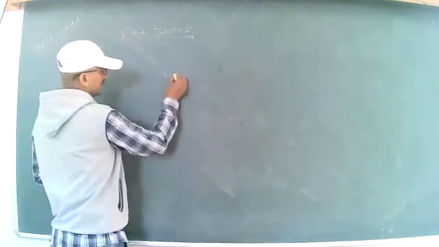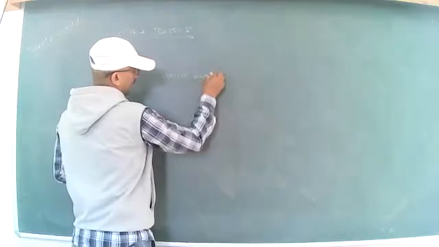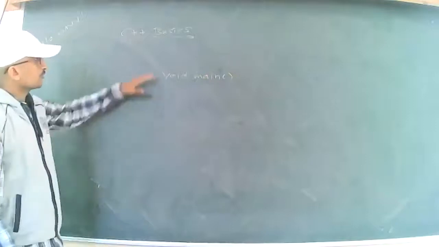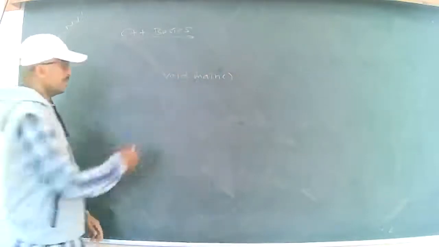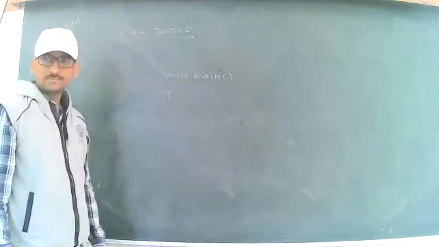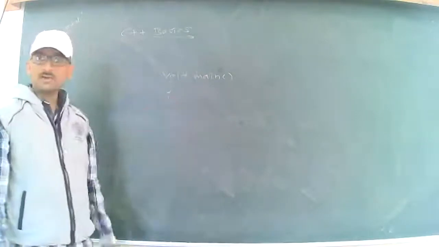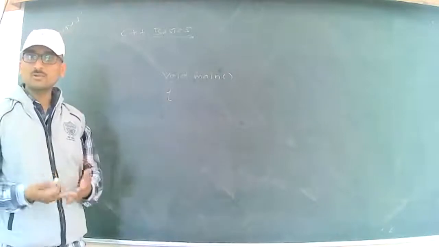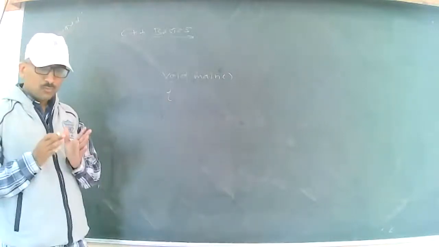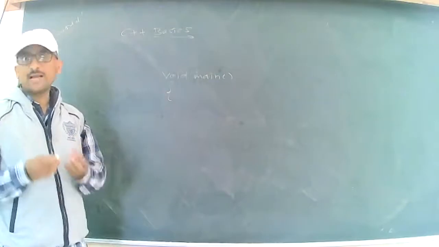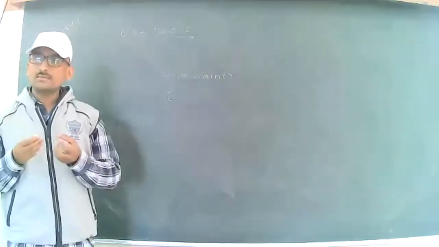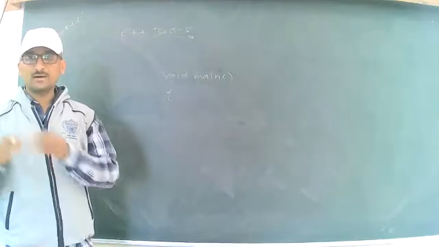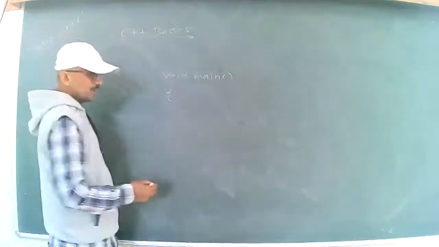So I am going to write the main function, void main. I am going to start with this void main function, opening braces. In these braces, I have to print hello world on my console screen. Now, to print anything on my console screen, I have one keyword, and with the help of that keyword I can print anything on my console screen. So, what is that keyword?